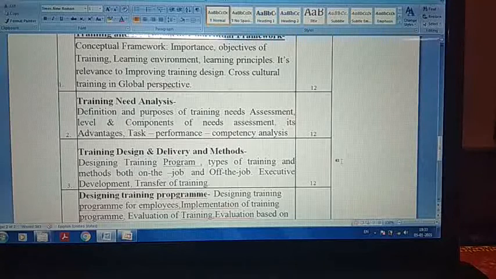Then, so the purpose of training need assessment, why we need training, this answers this thing. Then level and component. So level I have already told you. Its advantages, task performance competency analysis, that is how to perform a particular task with the best of your ability. Now in order to enhance that, you need training.